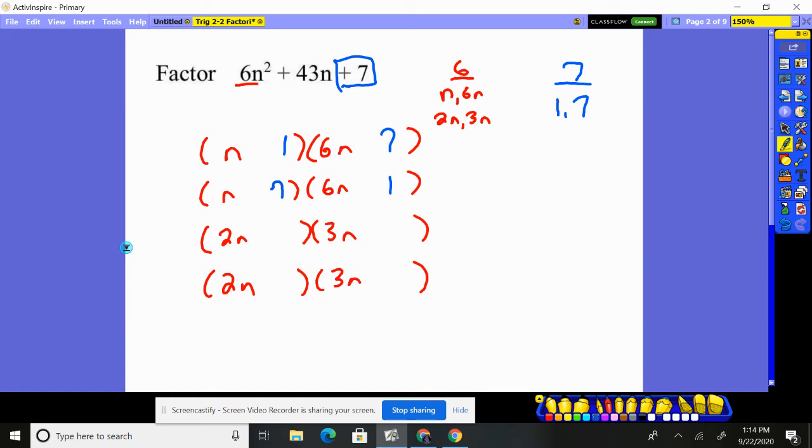It didn't matter when both of them were ends because if you flipped it, it was the same thing. But now that one of them's an n and the other's a 6n, we have to look at the possibility that they flipped. And here again with 2n and 3n, the 1 could be with that and the 7 here, or the 7 could have been with the 2n and the 1 here. Now, again, we made it a little easy for us. Everything was addition.